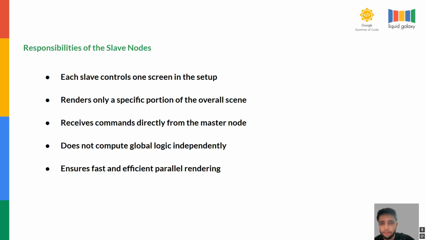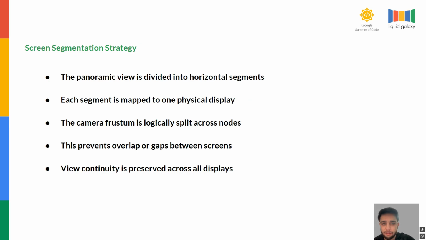Now we have screen segmentation strategy. The panoramic view is divided into horizontal segments. Each segment is mapped to one physical display. The camera frustum is logically split across nodes. This prevents overlap or gap between screens. As a result, visual continuity is preserved across all displays.